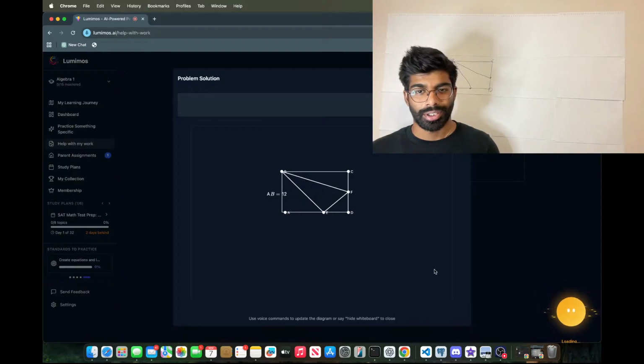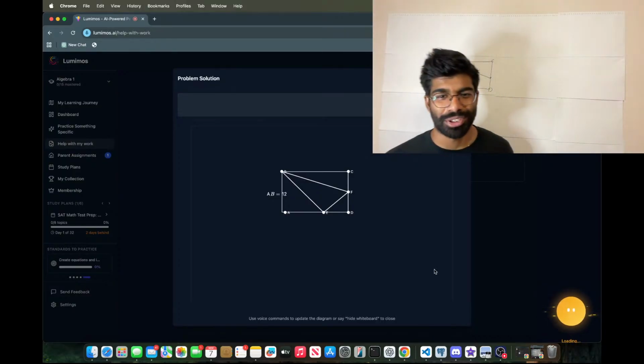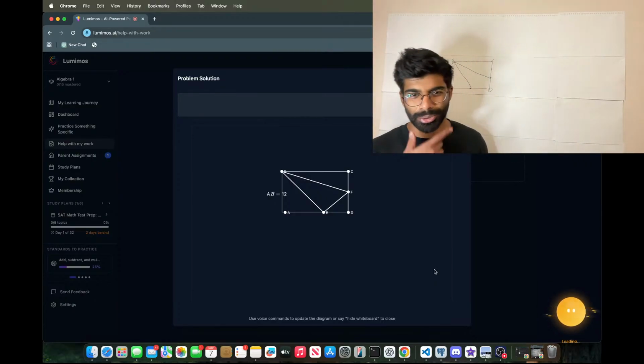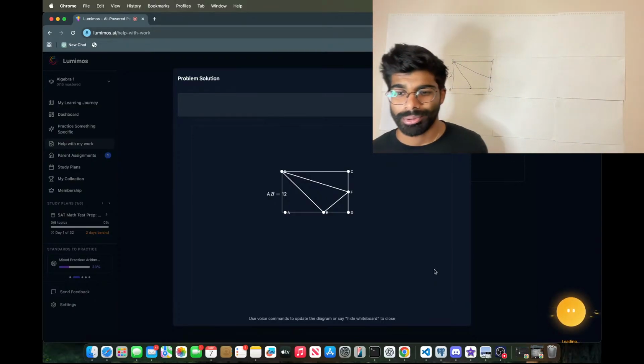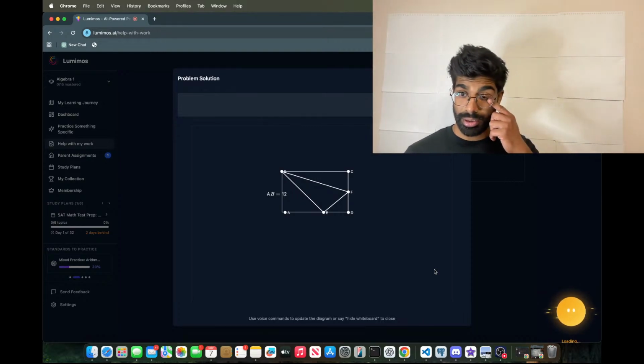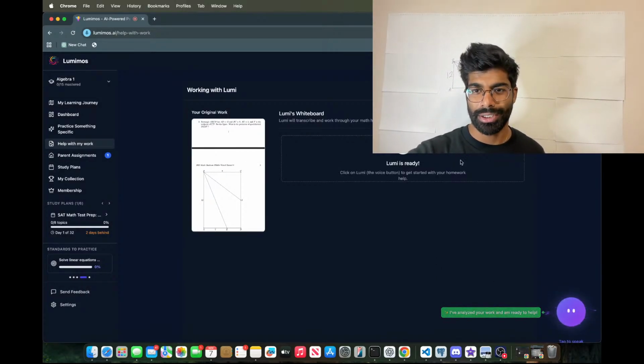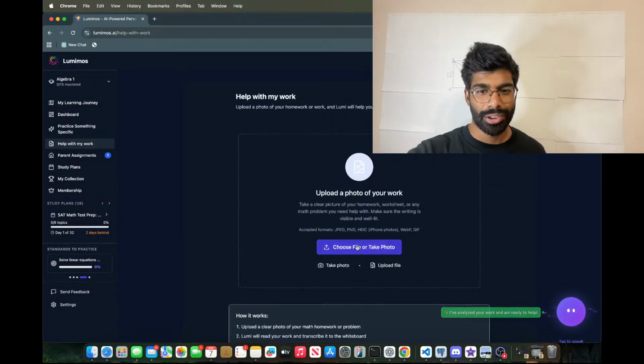Hmm, well, this is interesting. I guess I'm glad this is happening on stream. It looks like Lumi sort of hallucinated the line EF. I'm going to upload a clearer picture and maybe that'll help. Also, it seems like Lumi got stuck, which hasn't happened to me before. I actually haven't seen Lumi get stuck like that.